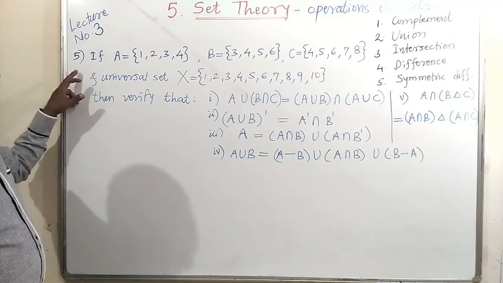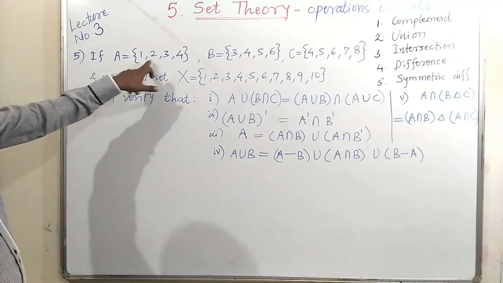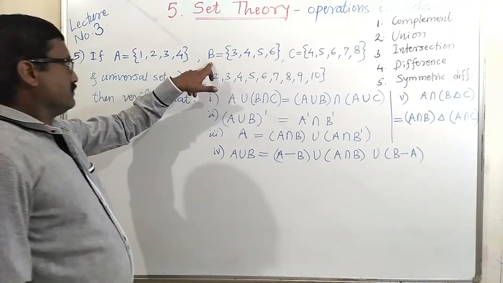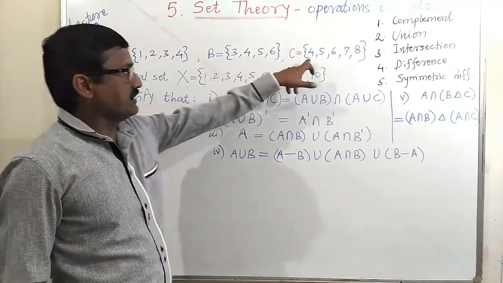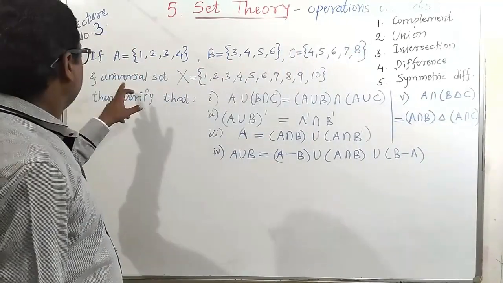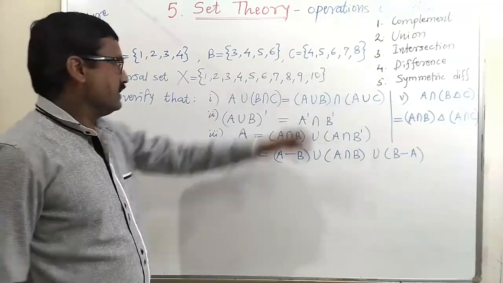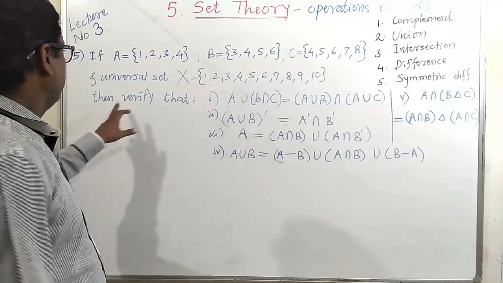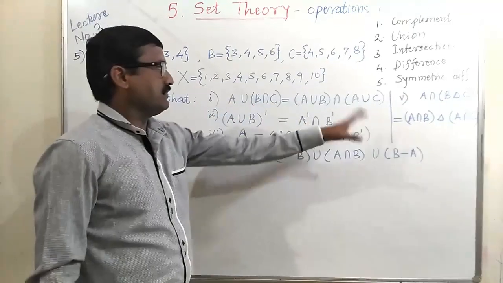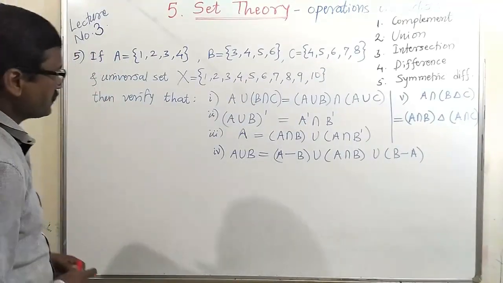See this example number 5. Here the set A contains elements 1, 2, 3, 4. B contains elements 3, 4, 5, 6. C contains 4, 5, 6, 7, 8. The universal set for these three sets is given as the natural numbers 1 to 10. Then verify that these 5 sub-questions are there. Let us see the first one.